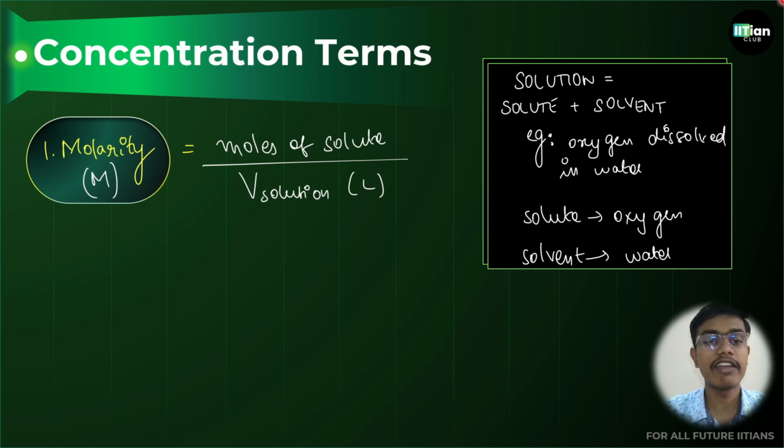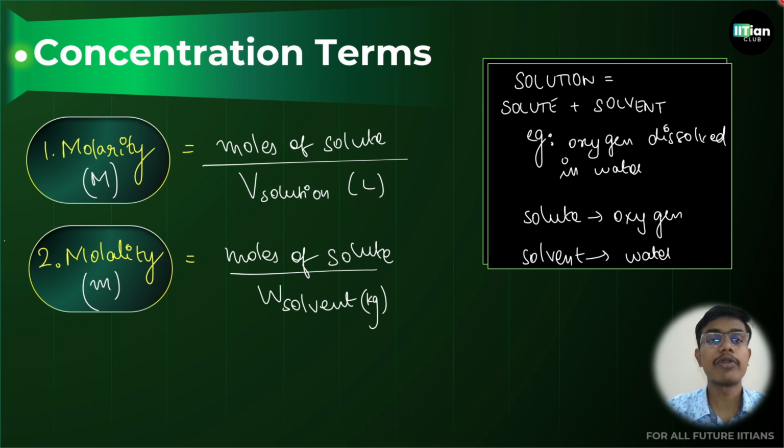That is moles of solute divided by volume of solution in liter. That you have to note. The next one is molality. Molality is denoted by small letter m. Molarity is denoted by the capital letter M. Molality is moles of solute divided by the weight of the solvent in kg. In molarity, it was solution, and in this, it is weight of solvent. That you have to know.